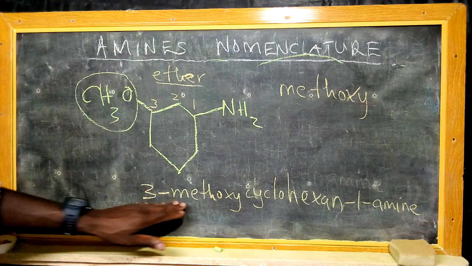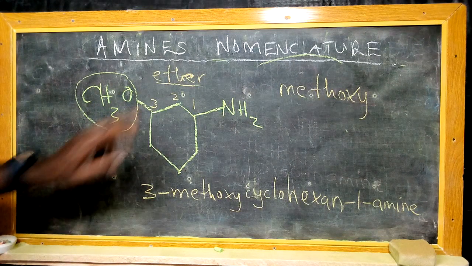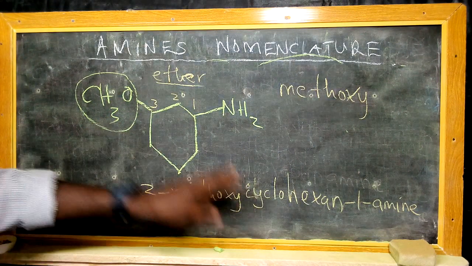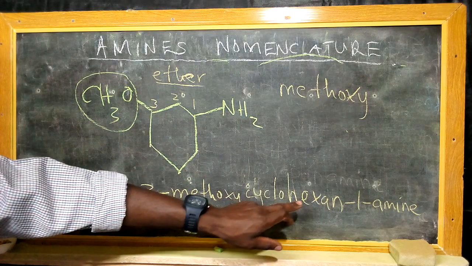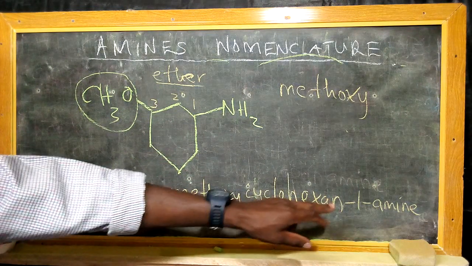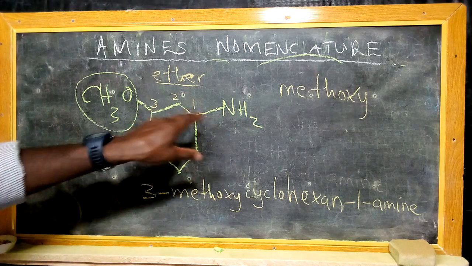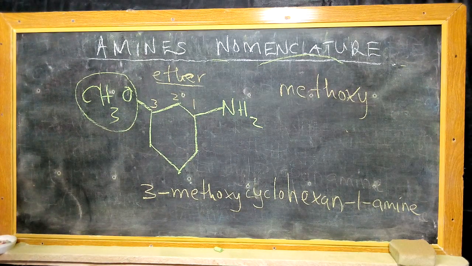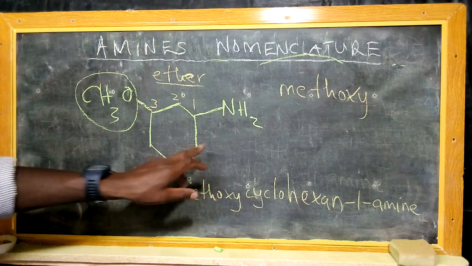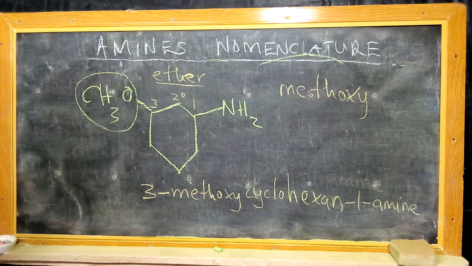So it is 3-methoxy, 1, 2, 3, substitution at that point. Cyclo, because it is cyclic. Hexane, 6-member, and then amine. That's at this particular point. So since that's a cyclic one, even if it's attached at this point, we shall start counting from that. So it is just the same.